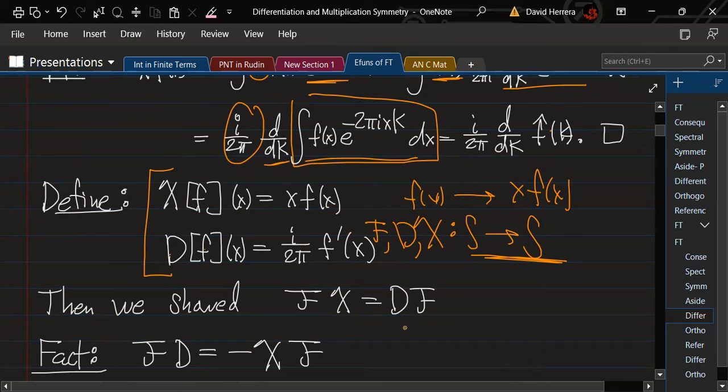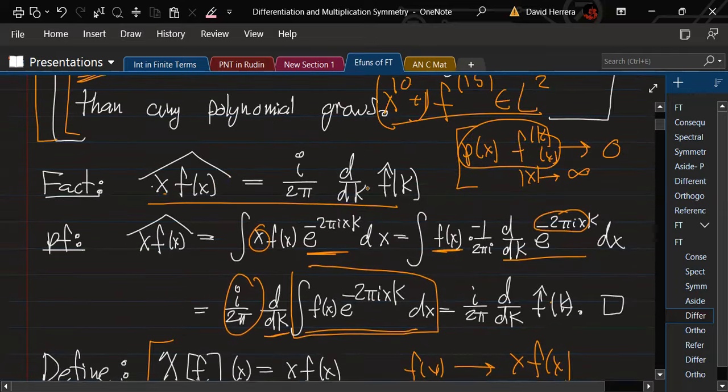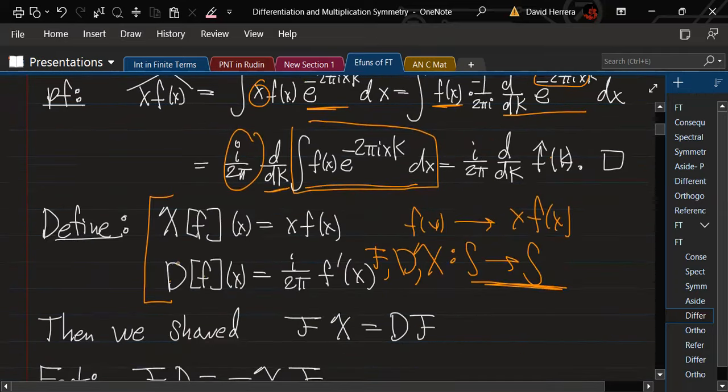And what we showed was that if you think about these operators as only on Schwartz functions, then if you take Fourier transform and then differentiate, that's this. By differentiate, I'm going to say differentiate, but I really just mean apply D. I might mix that up when I'm speaking. You do the Fourier transform and you differentiate. It's the same thing as just multiplying by x first and then Fourier transforming. That's the identity we just showed.